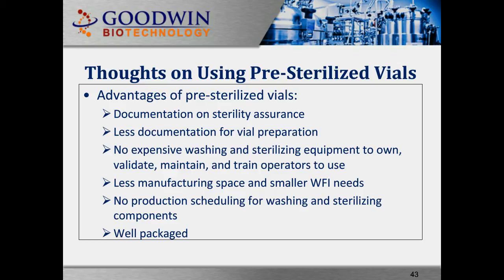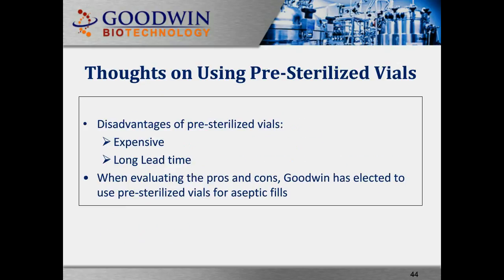There are a few minor disadvantages because the pre-sterilized vials are expensive. At times we have a long lead item. By evaluating the pros and cons, Goodwin has elected to use pre-sterilized vials for aseptic fill.